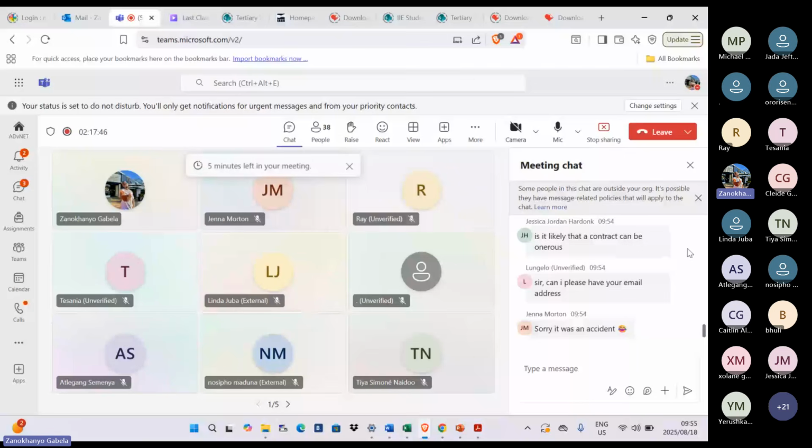Can I please have your email address? It has been provided on the chat. Just scroll up a little bit, you'll find it there.